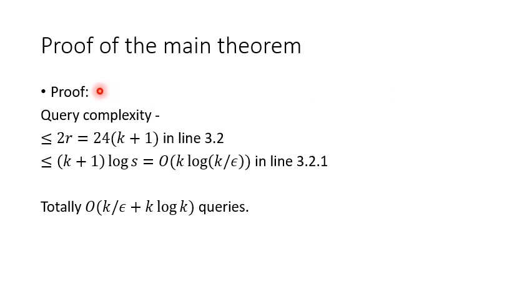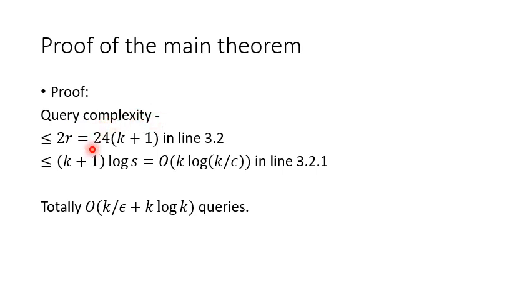We'll now prove the main theorem. So let's begin by analyzing the query complexity of the algorithm. On line 3.2, we have two query accesses. One time we access f of x and one time we access f on the hybrid input. So two accesses each time we reach this line. And we reach it at most r times because we reach it once each round. So the maximum number of queries we have on this line is 2 times r. By our selection of r, this is 24 times k plus 1.